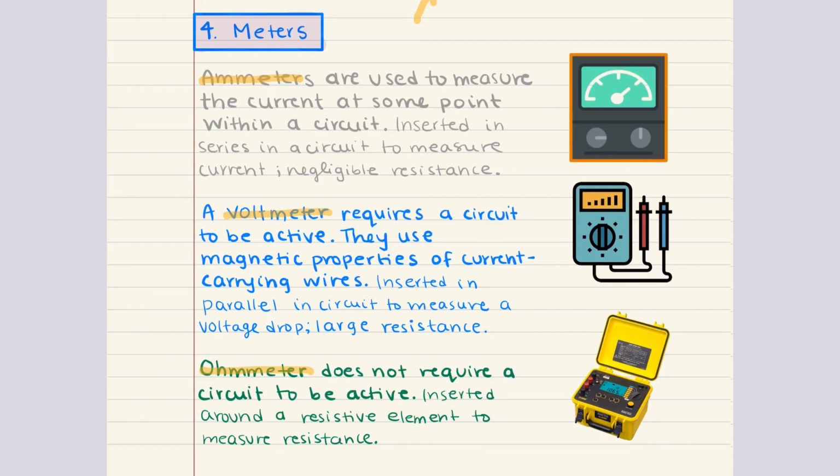So in summary, each type of meter plays a specific role in circuit analysis. Ammeters measure current and are inserted in series with minimal resistance. Voltmeters measure voltage, and they're connected in parallel with high resistance to avoid interfering with the circuit. And ohmmeters measure resistance, operating without active current, and they apply their own voltage for accurate readings. And with that, we've completed our chapter on circuits.